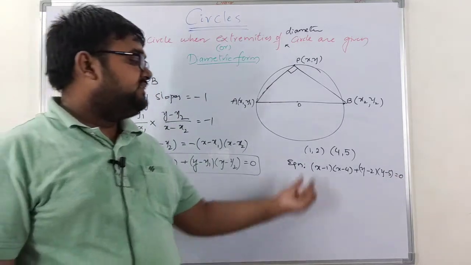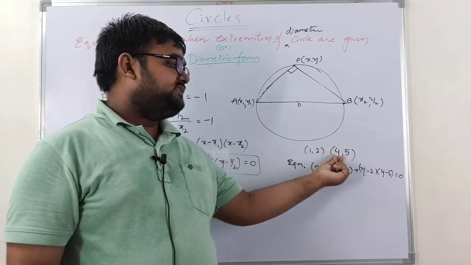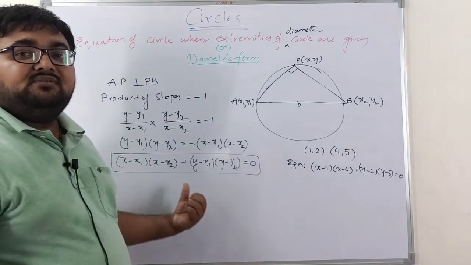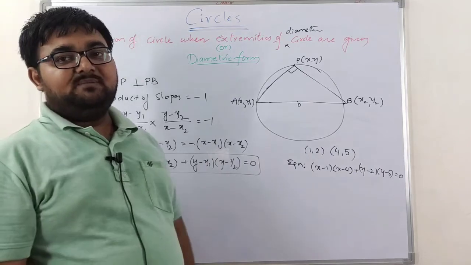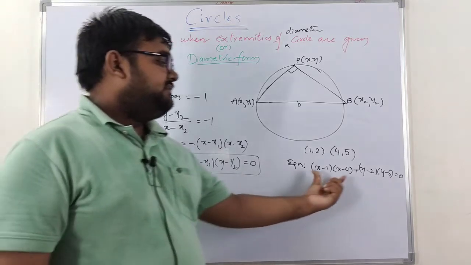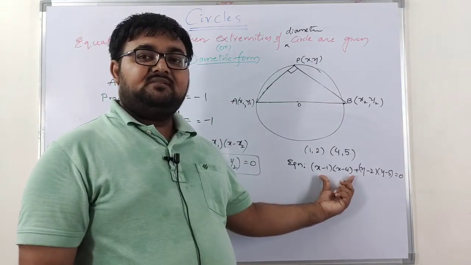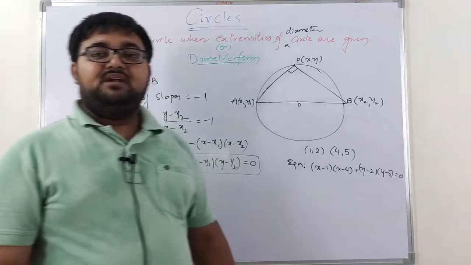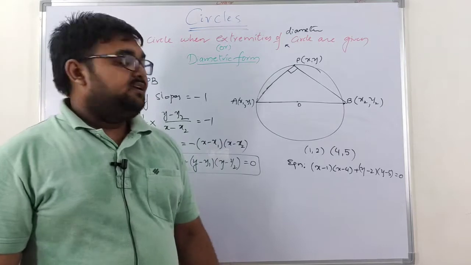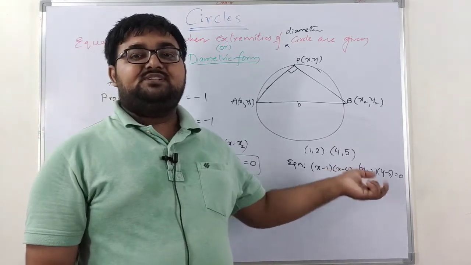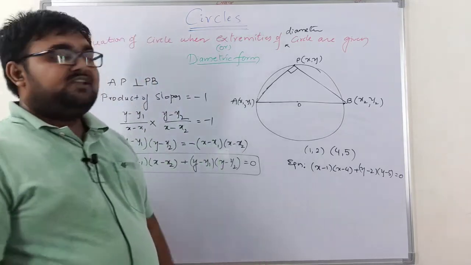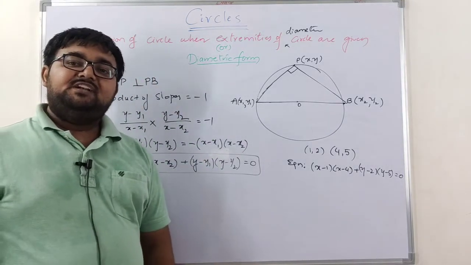So once again, if you see, this is x1, this is y1, this is x2, this is y2. Now what is the formula? (x minus x1) into (x minus x2) plus (y minus y1) into (y minus y2). So the x's will be on one side, the y's will be on the other side. If you simplify this particular equation, then we are going to get the general form, which is nothing but x square plus y square plus 2gx plus 2fy plus c is equal to 0 form.